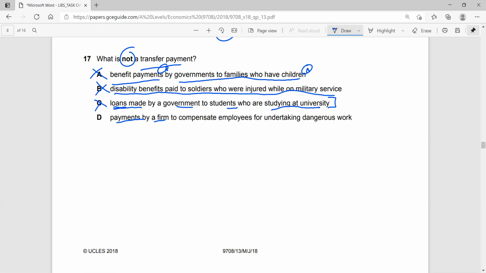Payments made by a firm to compensate employees for undertaking dangerous work. This is a transfer payment? Why? What are you getting by these payments? You're getting employees who are working on dangerous things, but they wouldn't work on dangerous things if you wouldn't pay them that higher amount, right? So this is essentially just wage. It's just a higher wage because the work is more dangerous. So what you're getting in return are people who are producing a service, i.e., working in a dangerous environment. That's what you're getting in return. That's why this is not a transfer payment.